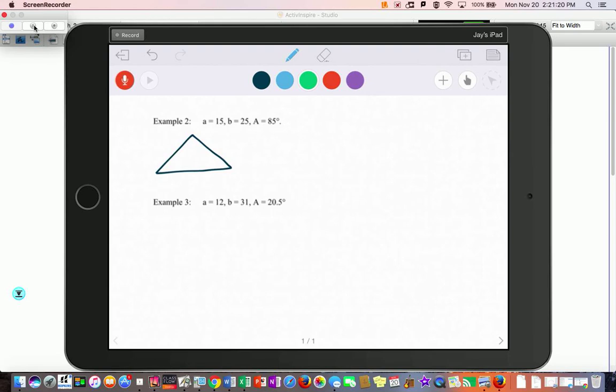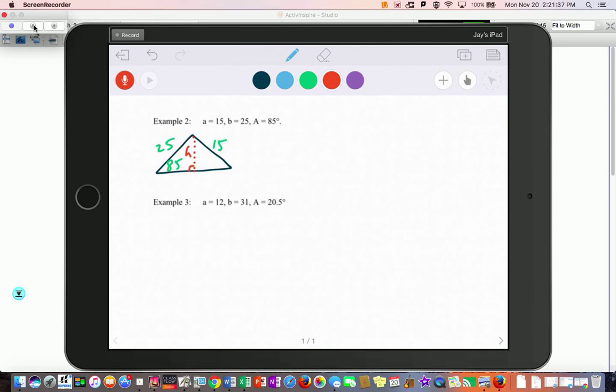So I just draw it. I don't draw them to scale, so I'm going to put my 85 there. The partner side is 15, and this is 25. So in this case, it is acute. The partner is smaller, so now I'm going to drop a height down.